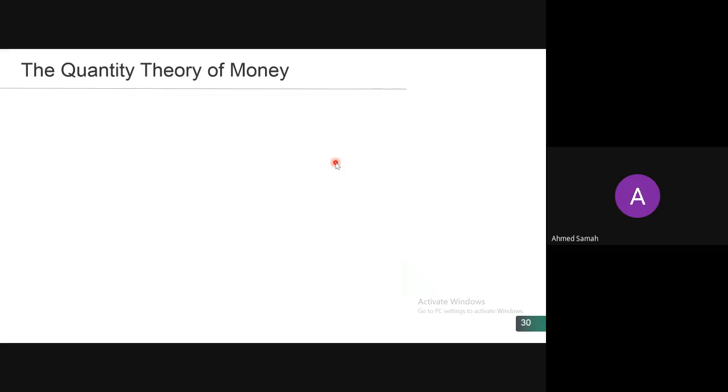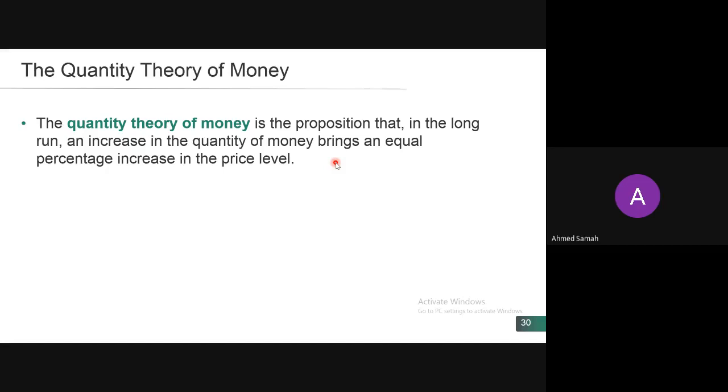So to understand the long run, we need to know the quantity theory of money. The quantity theory of money is a proposition that in the long run, an increase in the quantity of money brings an equal percentage increase in the price level.